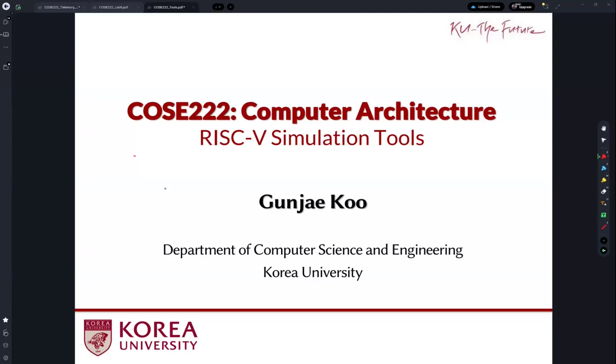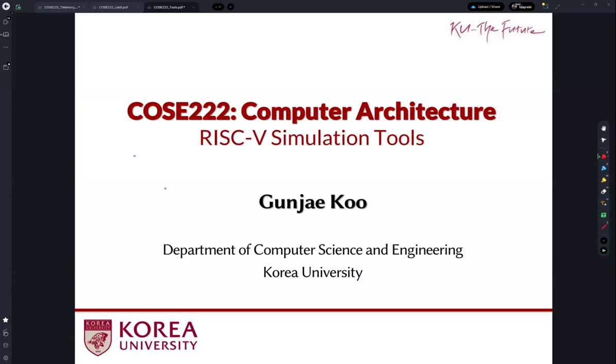So I posted the last lab assignment. It's Lab 6. In this lab assignment, you are requested to design a pipelined processor. I provide the RTL model, which means the SystemVerilog file of the single cycle processor design, so you can start from this single cycle processor design.